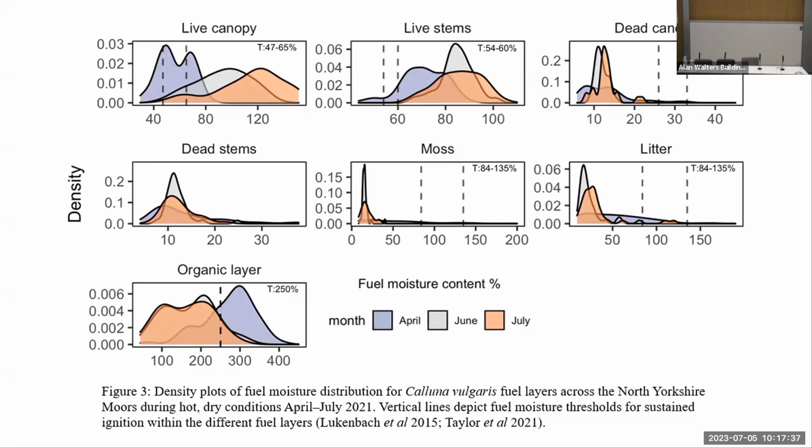And that variation results in differences across the landscape in whether the fuels will ignite, whether they'll sustain wildfire spread, and also whether the organic layer is vulnerable to smoldering combustion.